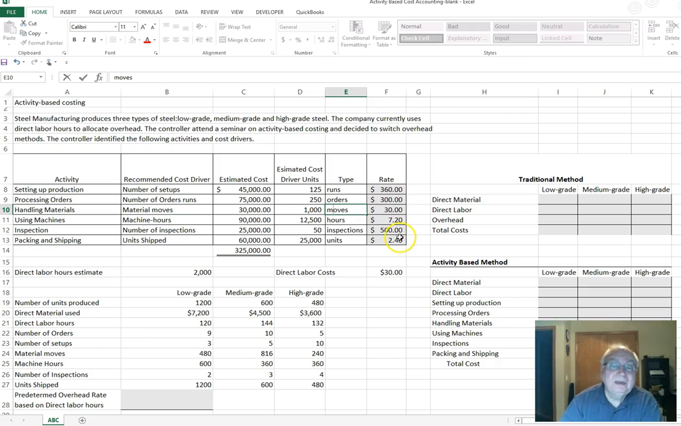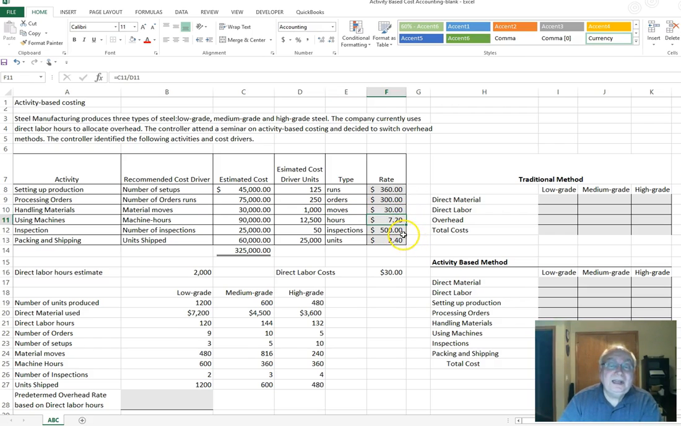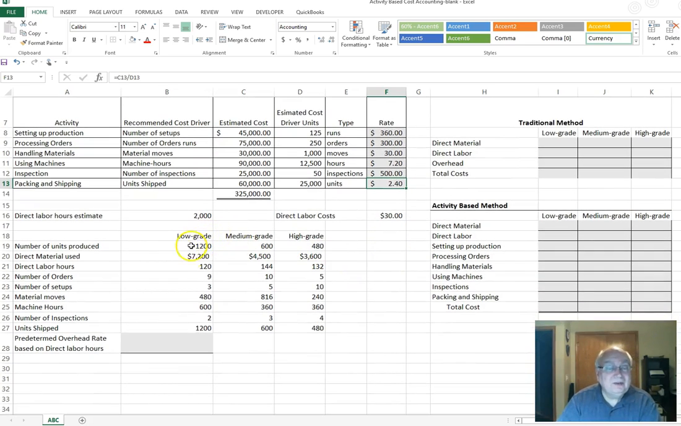That's material move. Okay, $720 for the machine hours, $500 per inspection, and $2.40, sorry, for each unit shipped. Then this is what we're comparing right here. The 1,200 to 720. This order is right here. This is maybe a shipment that we had. We want to compare this shipment.